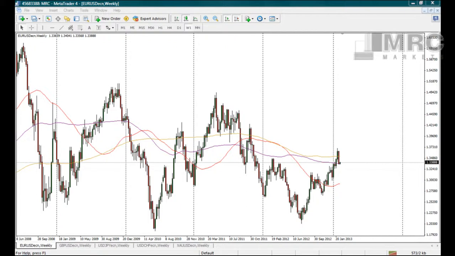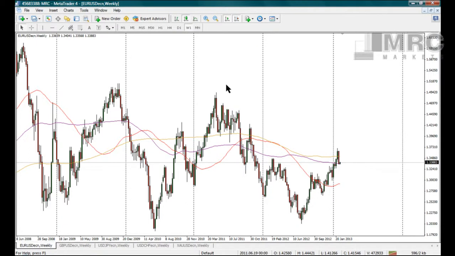For anyone who follows, we have 3 moving averages on each of these charts. The red one is a 55 simple moving average, the purple is 100 simple moving average, and the gold is a 200 simple moving average. So on each of these pairs, Euro dollar, cable, dollar yen, dollar Swiss and gold, we'll be looking at the weekly, daily, 4-hour and 1-hour charts.